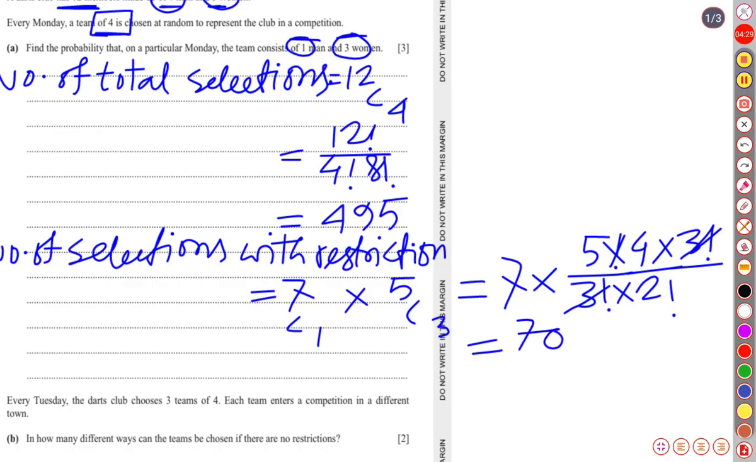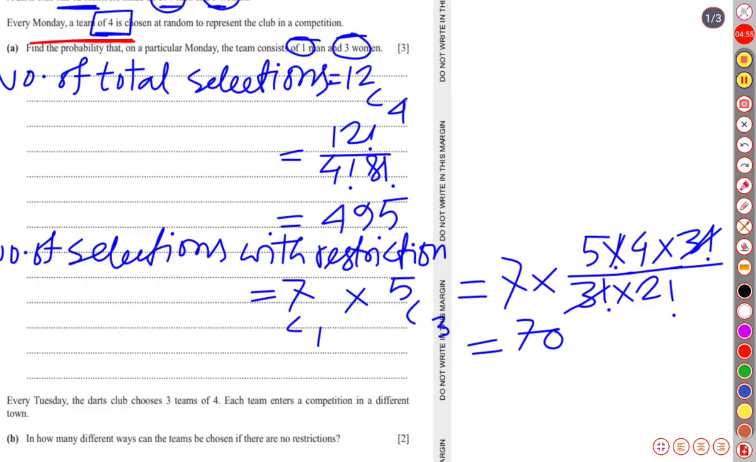Now here there is a clue. We should not ignore the question. The question didn't tell us to find the number of selections; it actually says find the probability. So for probability, it's very simple. We will divide the number of selections with restriction by the number of selections with no restrictions.